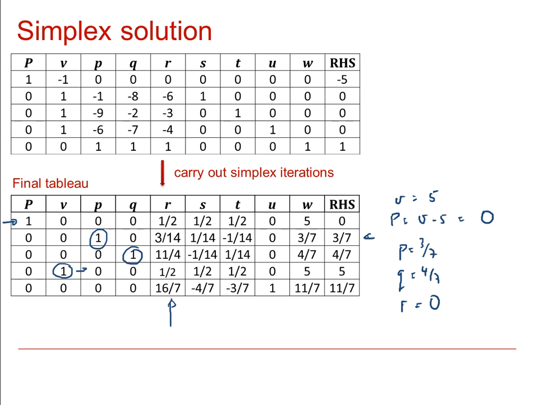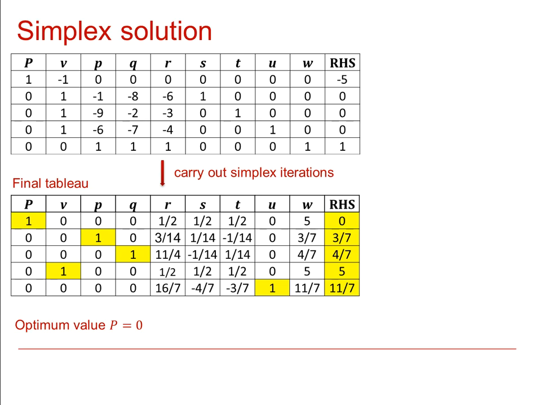The other slack variables then, S, T and W, are equal to 0. But we can see that U, the one slack variable, has a value of 11 over 7. So there are those values highlighted. Remember that if there are zeros and ones in a column, then the right hand side gives us the value corresponding to the position of the 1 in the column. So for V, for example, it's 5. Any column where we've got numbers other than zeros and ones, these all have value equal to 0. So R, S, T and W are all equal to 0.